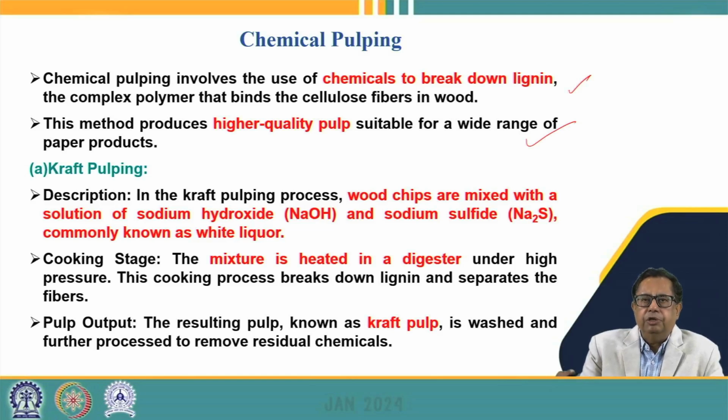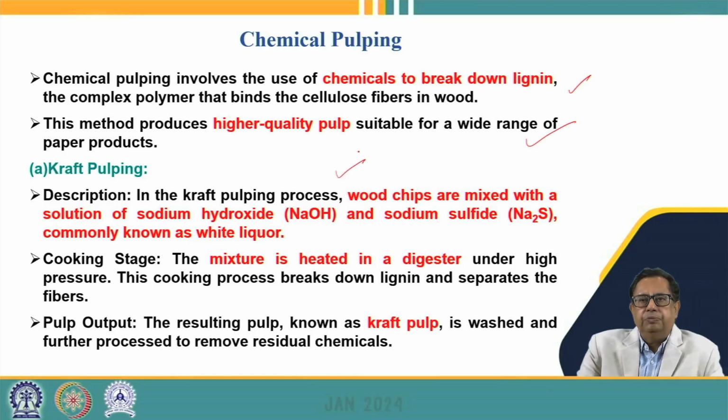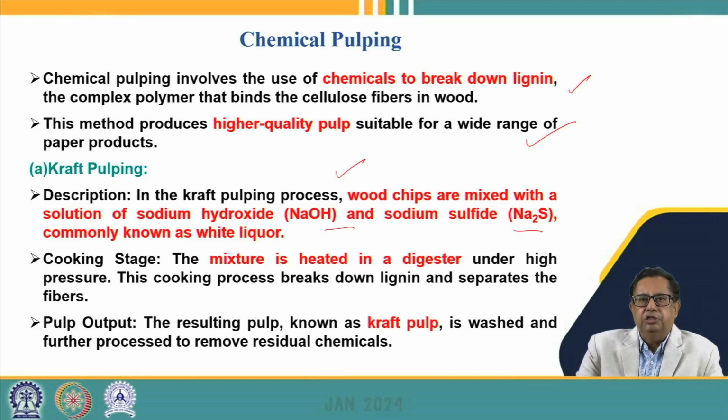So the chemical pulping can be done by using two processes. For example, we can go for the kraft pulping process, where the wood chips are mixed with a solution of sodium hydroxide and sodium sulfide, and this mixture of sodium hydroxide and sodium sulfide is known as the white liquor. Then this mixture is heated in a digester at very high temperature and pressure. This cooking process breaks down the lignin, and it separates the fibers from the other unwanted materials. The resulting pulp is known as kraft pulp, and it is washed further so that whatever residual chemicals are on the pulp may be removed.